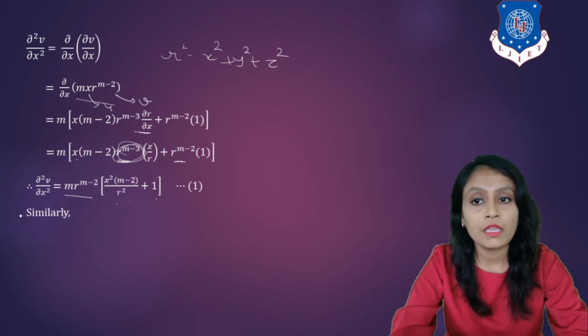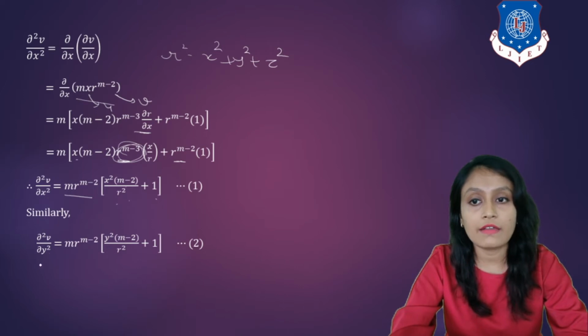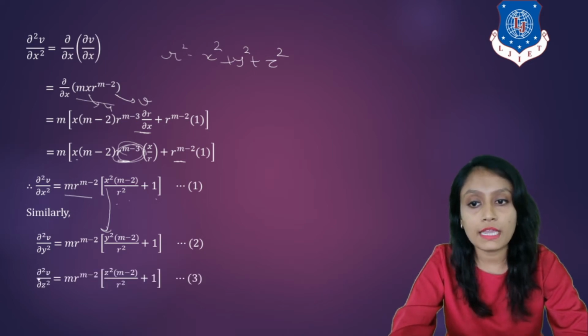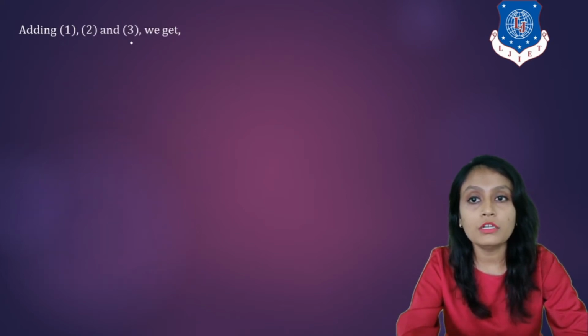Okay, next. Similarly, we can find del square v by del y square by just replacing this x by y. So you will get m into r raised to m minus 2 into y square into m minus 2 upon r square plus 1. And also we can find del square v by del z square by replacing this x by z here. Okay, so you will get this del square v by del z square. Now we have to add this 1, 2 and 3.